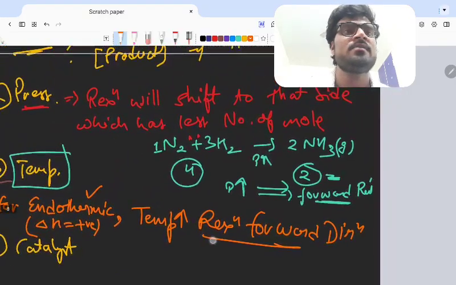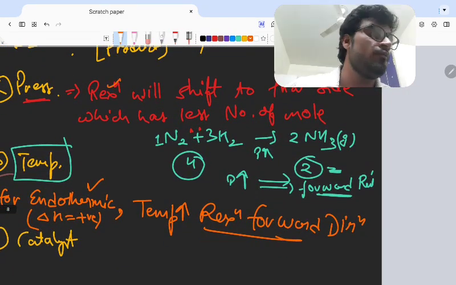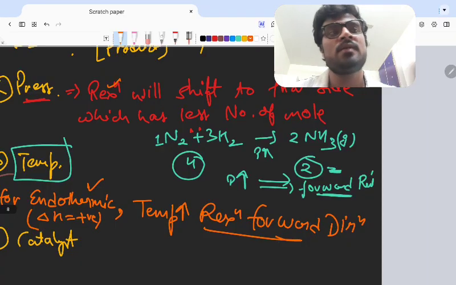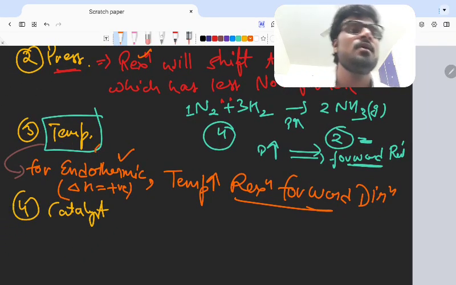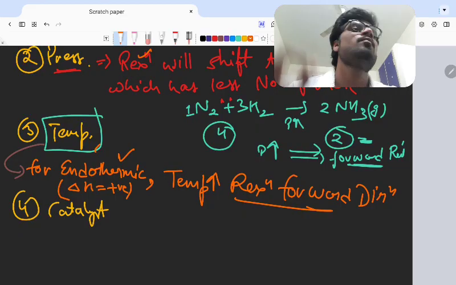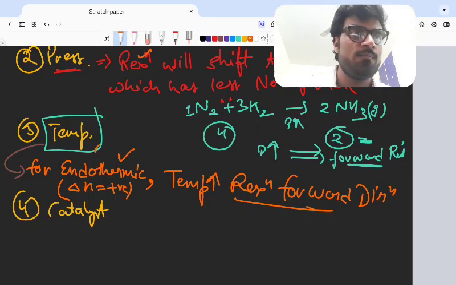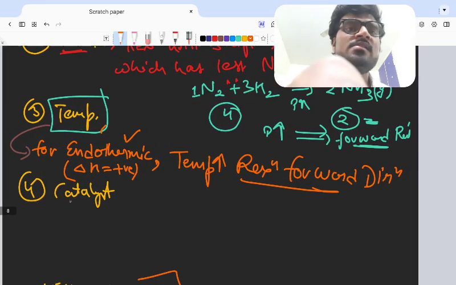This point and the pressure point, that where the number of moles of gases is less, the reaction will move to that side. And for the temperature change, whenever we increase the temperature, if the reaction is endothermic, it means the reaction will move in forward direction. Okay, you have to imagine this thing. How is this happening? We'll see later.